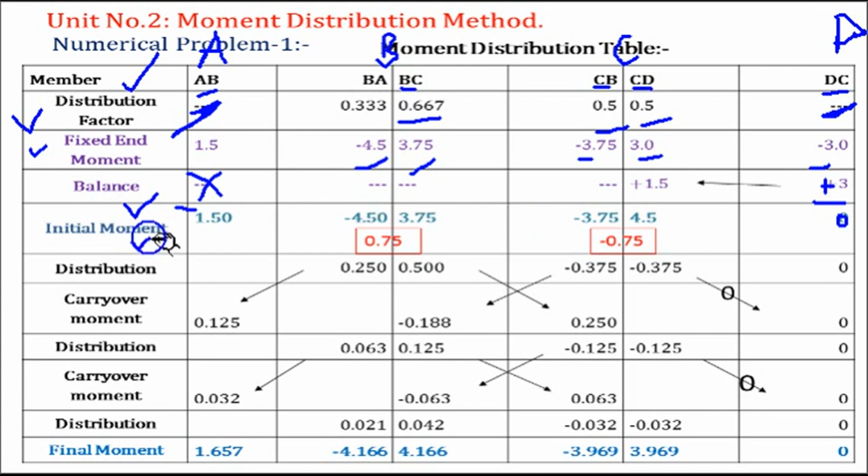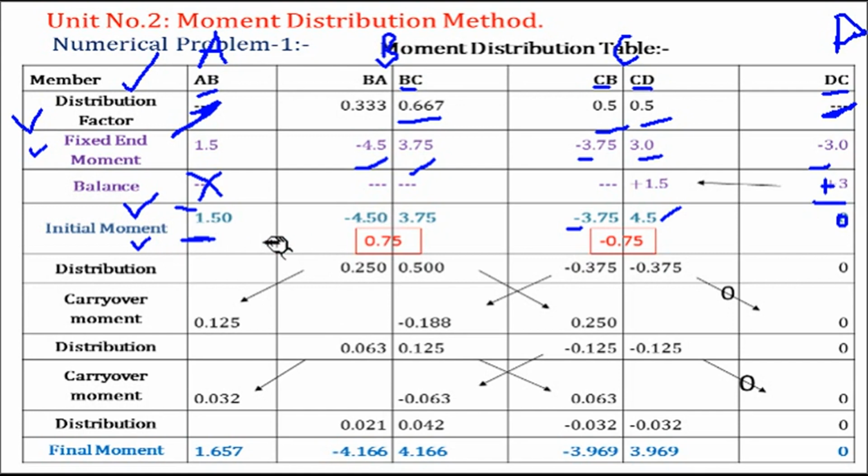Then find out the initial moment. So addition of fixed end moment plus balancing moment gives the initial moment. So 1.5 plus 0 is equal to 1.50, minus 4.5 plus 0 is equal to minus 4.50, 3.75 plus 0 is equal to 3.75, minus 3.75 plus 0 is equal to minus 3.75, 3 plus 1.5 is equal to 4.5, minus 3 plus 3 is equal to 0. So these are the initial moments.